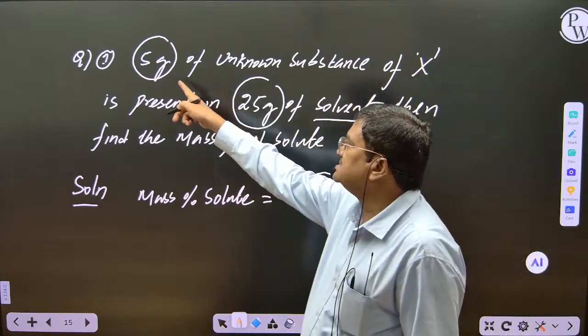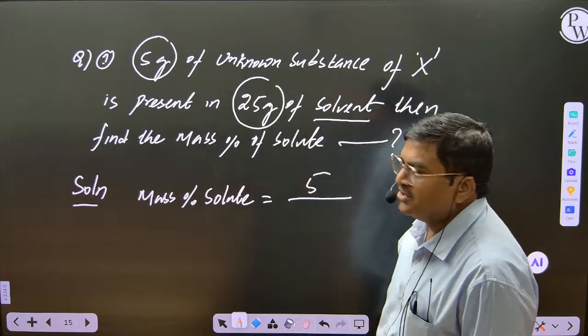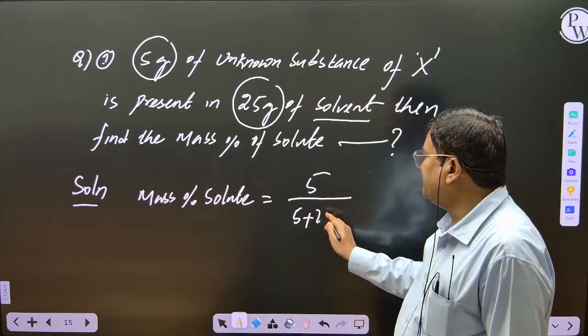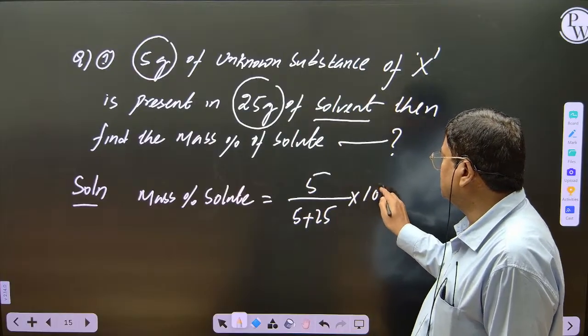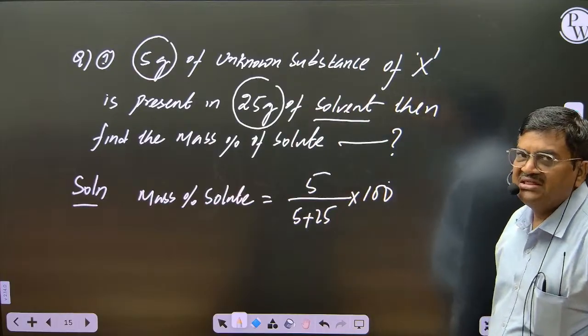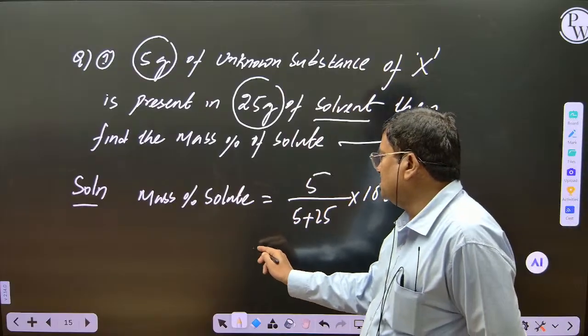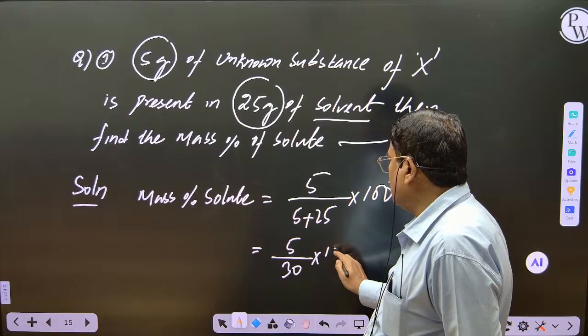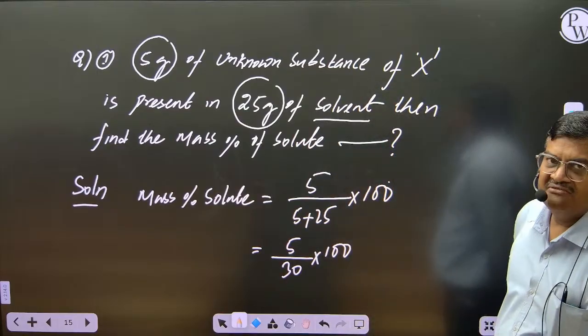What is the total mass? 5 from solute and 25 from solvent. Is it right? So I have to add 5 plus 25 into 100. Now simplify this. How much do you get? On addition in the denominator we get 30. This is into 100. So 5 will cancel with 30.